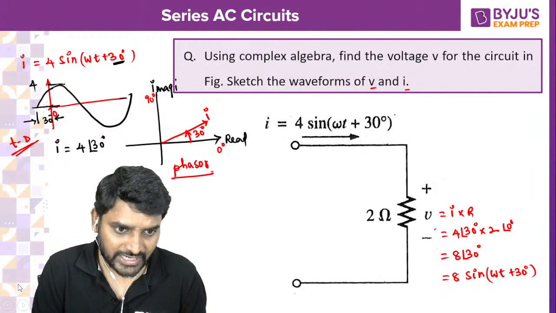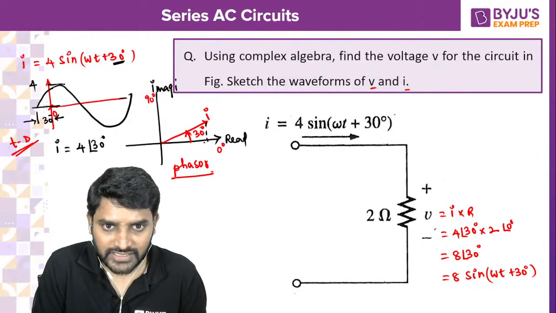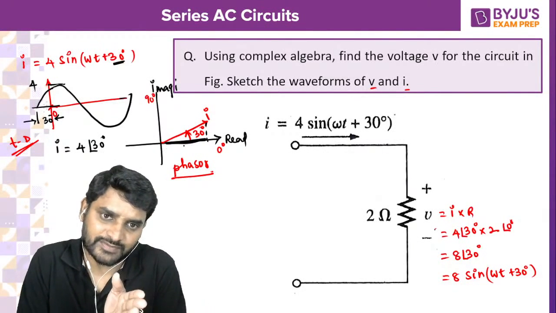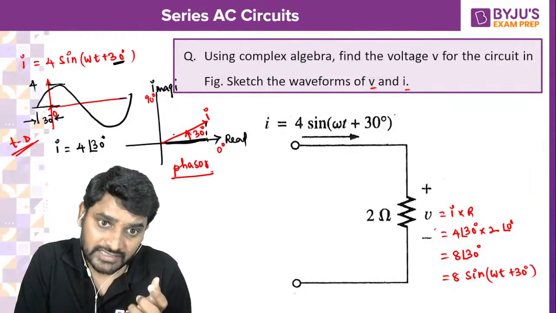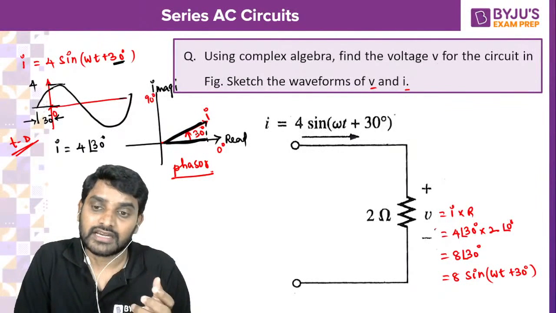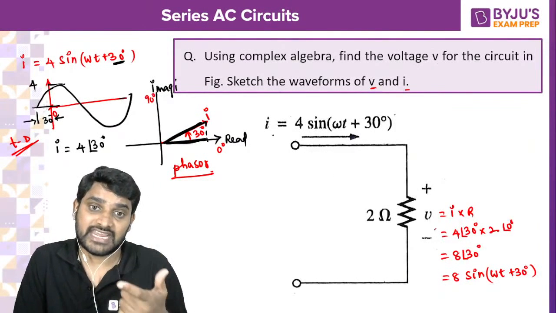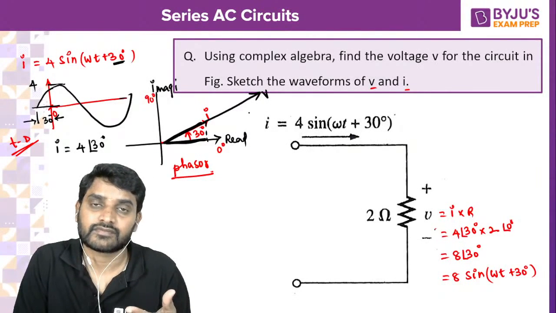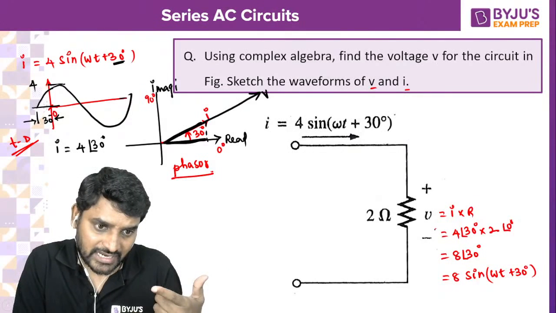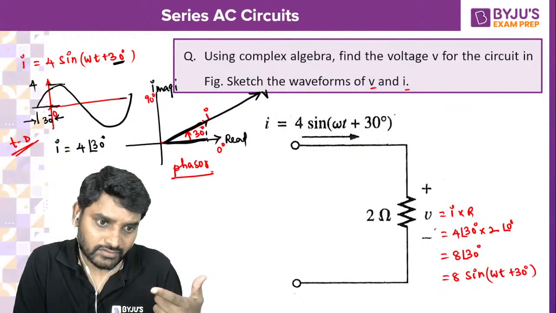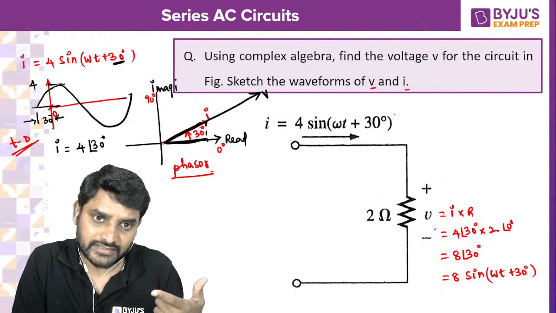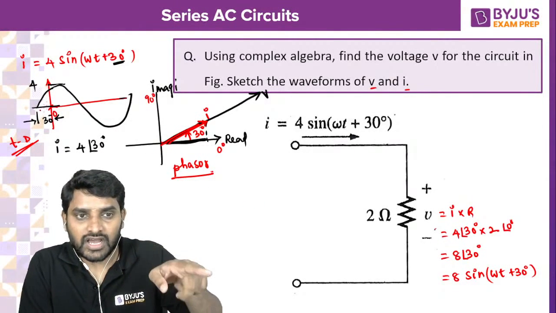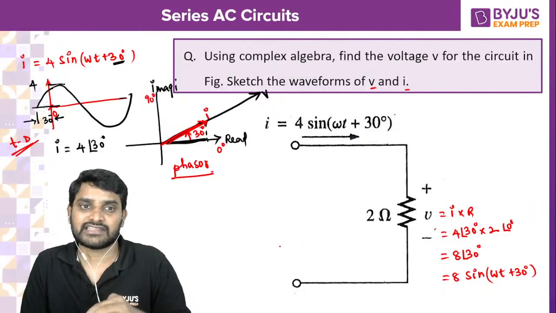So if you take up the magnitude of the current, it is around 4 amperes. Now voltage magnitude is 8. This is the voltage magnitude. The voltage and currents are in phase. So if you write a voltage waveform, it will be like this.